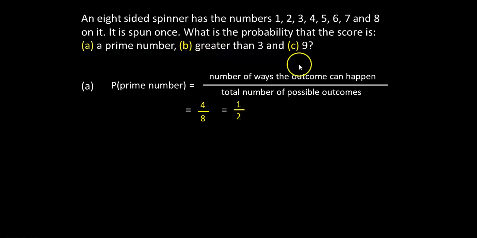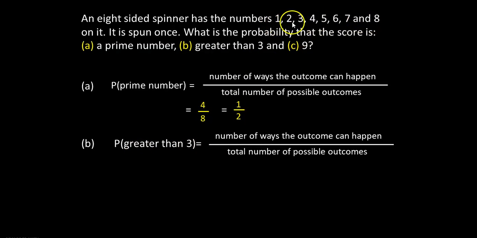Look at B, greater than 3. So the probability of getting a number that is greater than 3. So 1 is less than 3, 2 is also less than 3, 3 is equal to 3. But the numbers that are greater than 3 are from 4 to 8. So how many are there? There are 1, 2, 3, 4 and 5 numbers. So the probability of a number greater than 3 is 5/8, 5 upon 8.